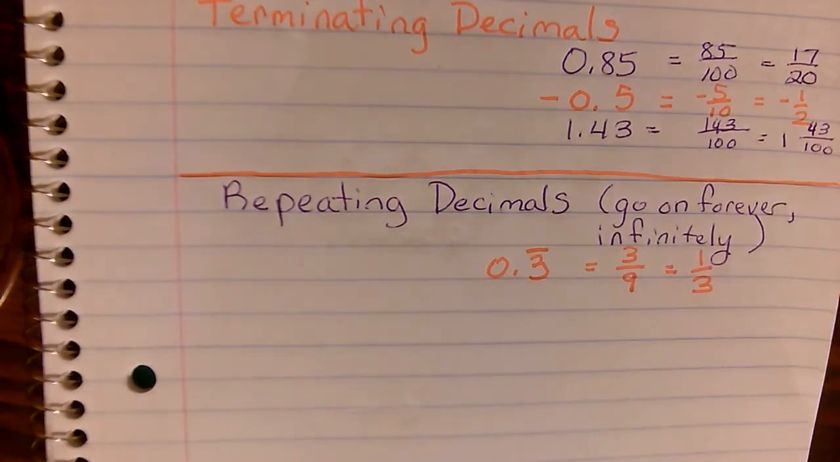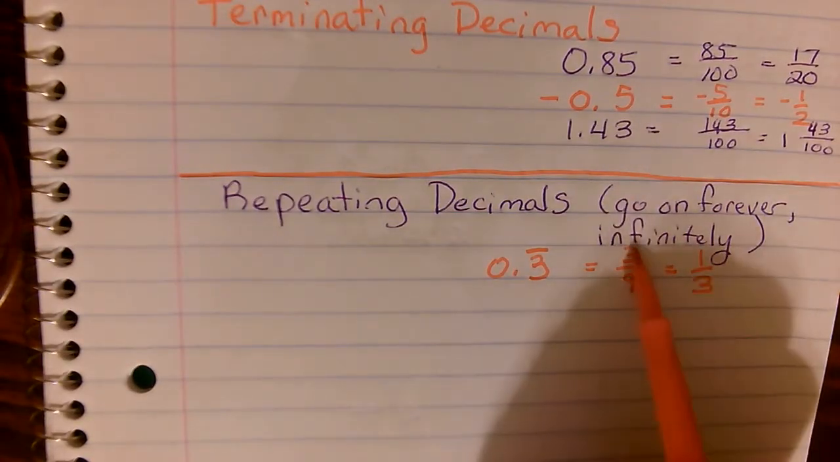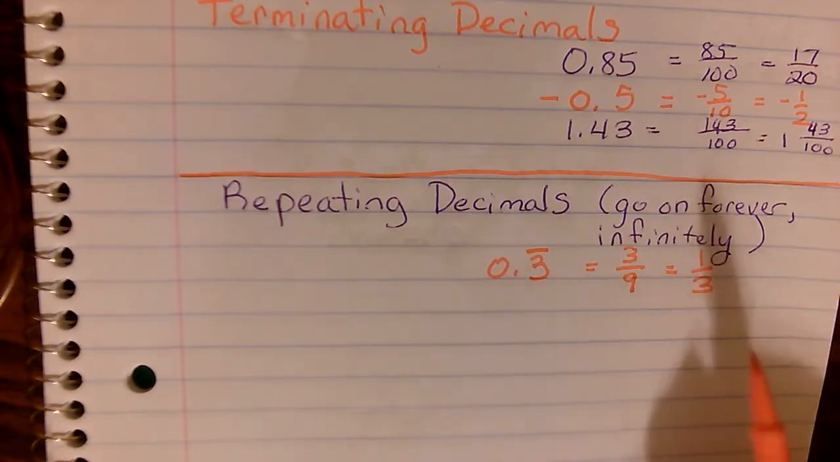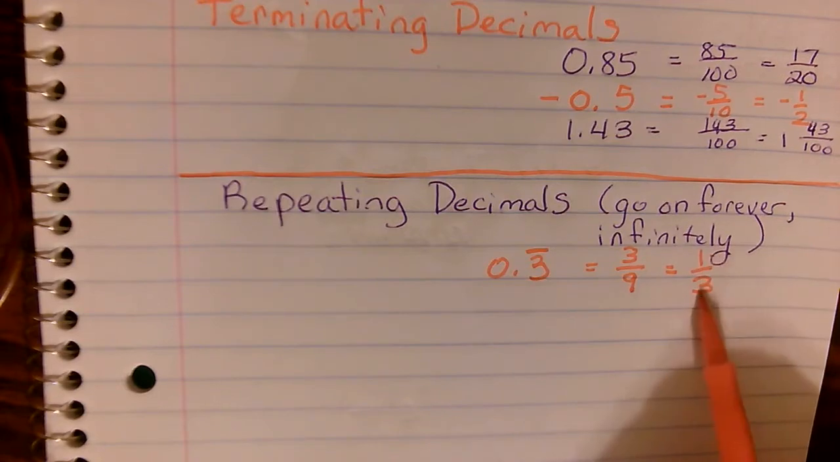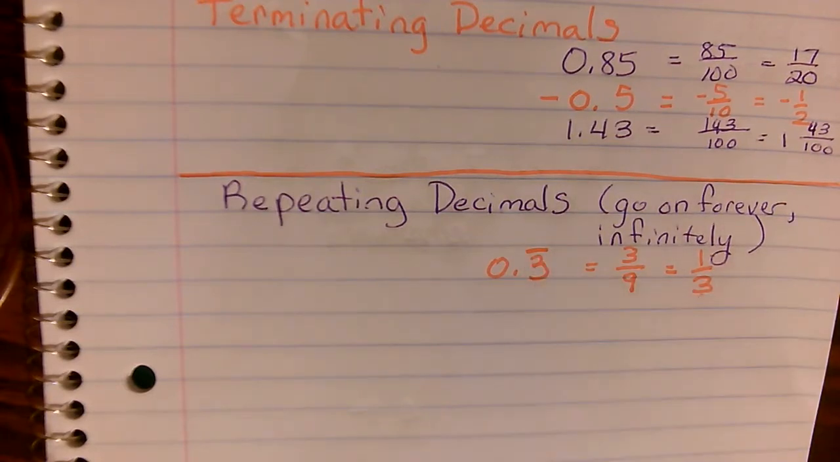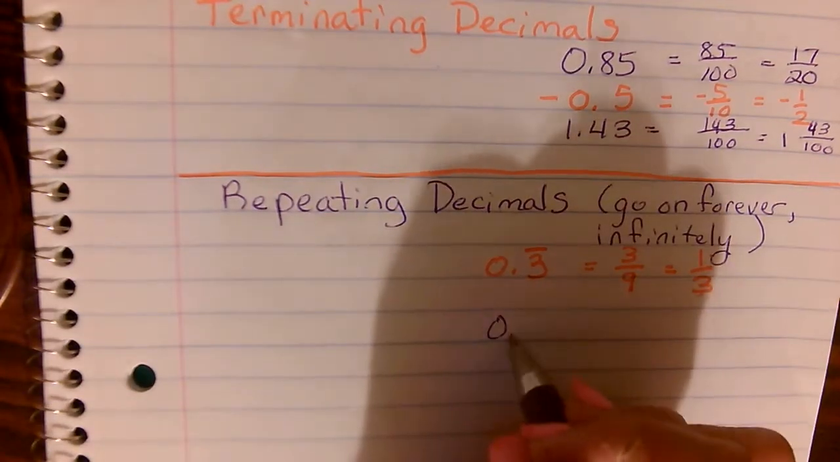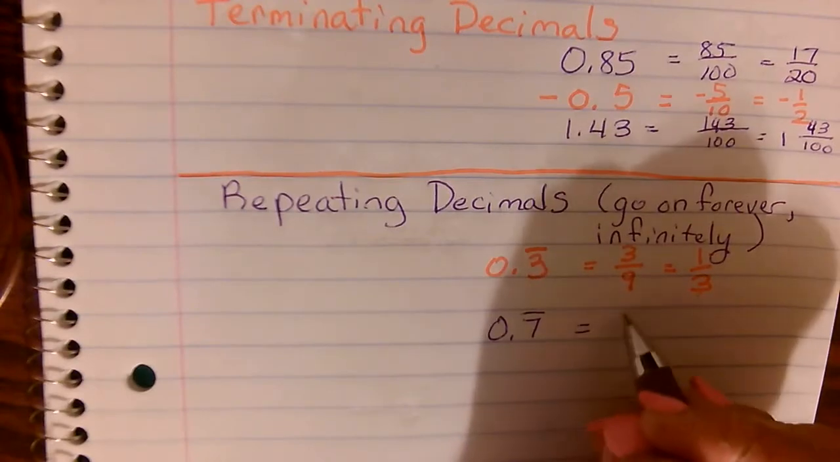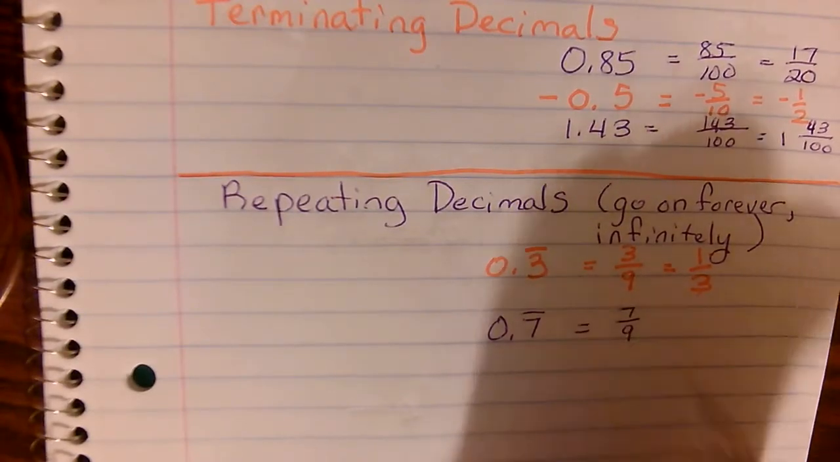Now if you were to take your time to take a calculator and do 3 divide 9 in it, you will find you get the repeating decimal 0.333. Same works with the simplified fraction. 1 divide 3 will also give you the repeating decimal of 0.333 forever. Another example would be 0.7 with a bar over it. That means the 7 goes on forever.